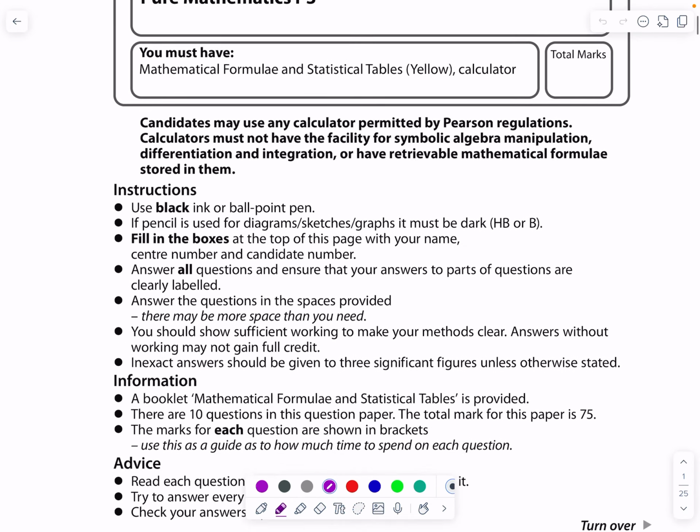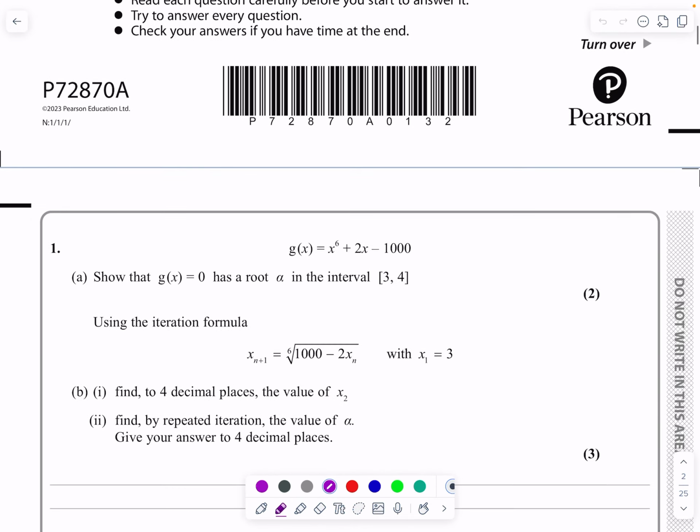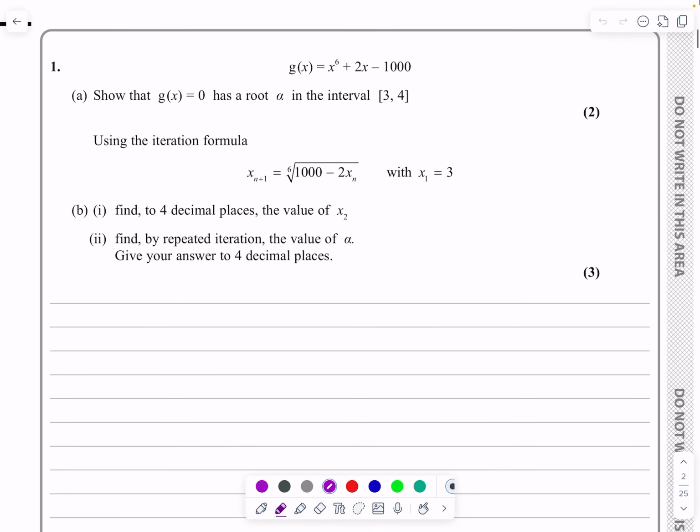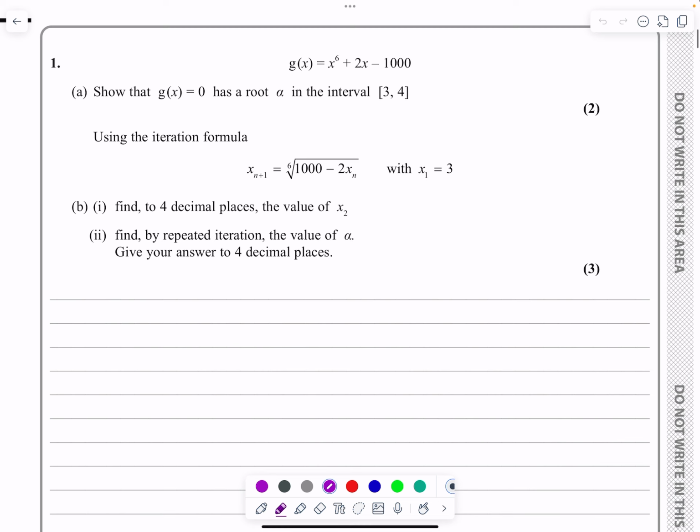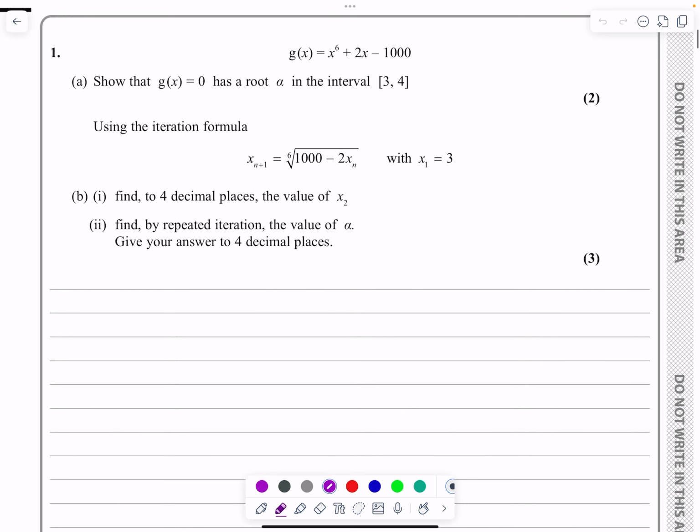Okay, this is the P3 paper from June 2023. This is question number 1, which is a numerical methods question. In particular, it's locating roots followed by fixed point iteration. Let's have a look and make a start.